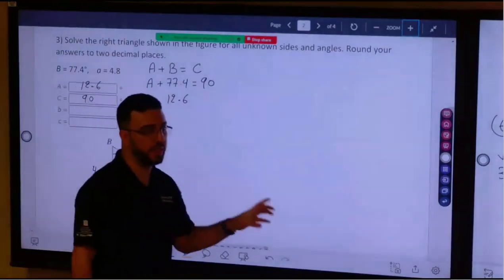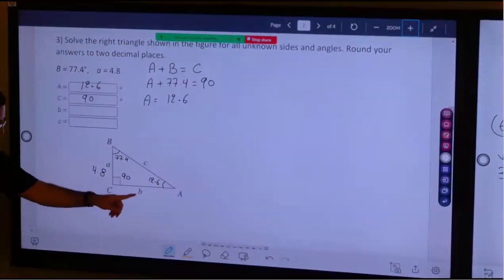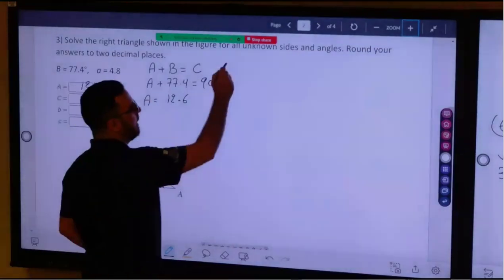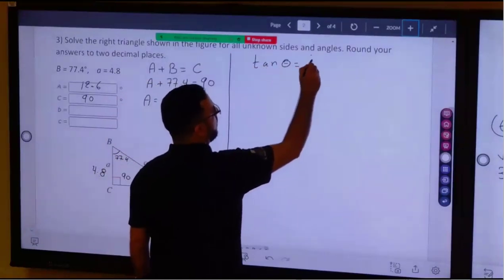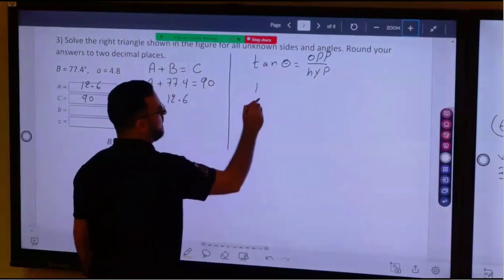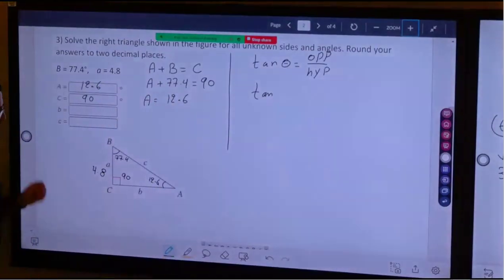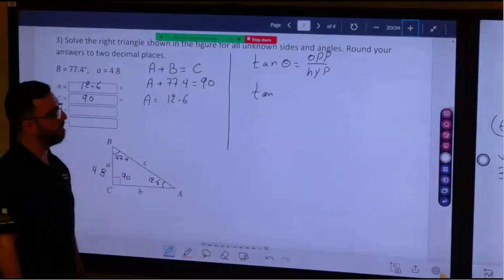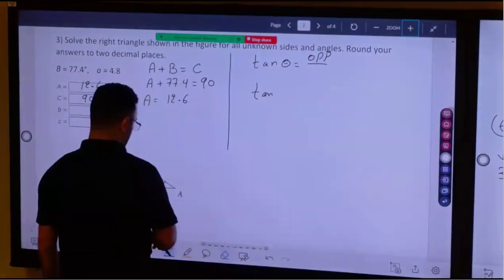Which trig function can I use? Tangent. Okay, let's use the tangent because it's opposite over adjacent. Opposite over hypotenuse is sine. So you put tangent equals opposite over adjacent. You students are already confusing these.